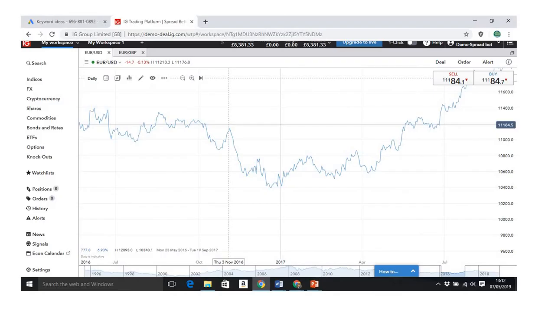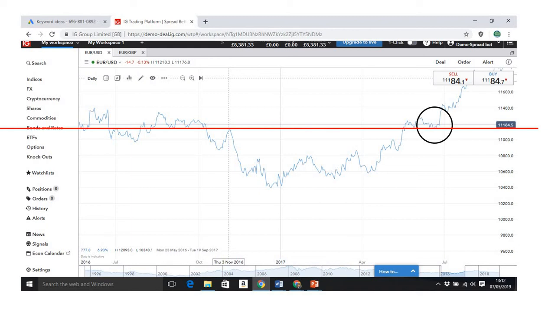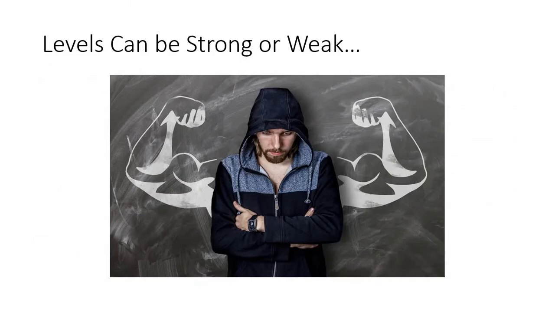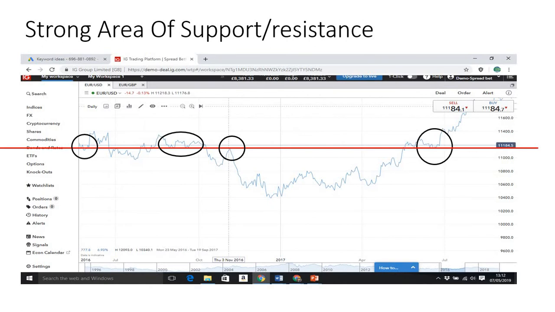So if we zoom out on the previous chart, we can see that the support level that appeared to be in the middle of nowhere has been an important support resistance level 1, 2, 3 and 4 times previously. What you should also know here is that support and resistance levels can be strong or weak. This is based on how many times the level has been tested and how far back they were tested in the past. So on our chart here, you can see that this level has been tested several times, and so is a strong level of support resistance.